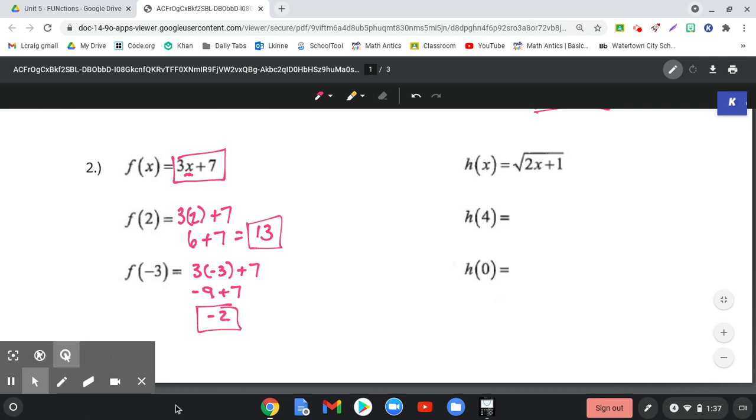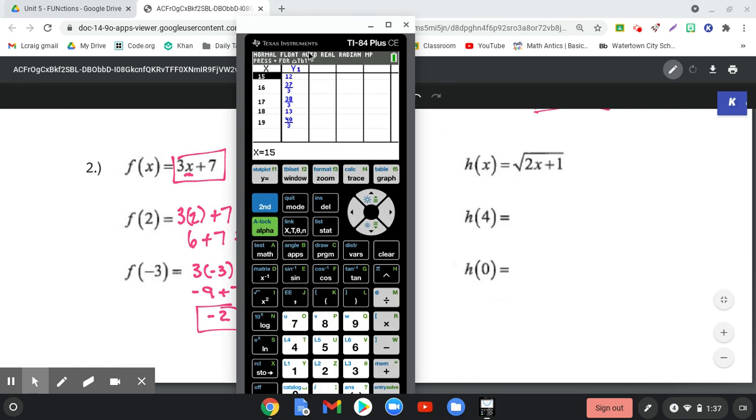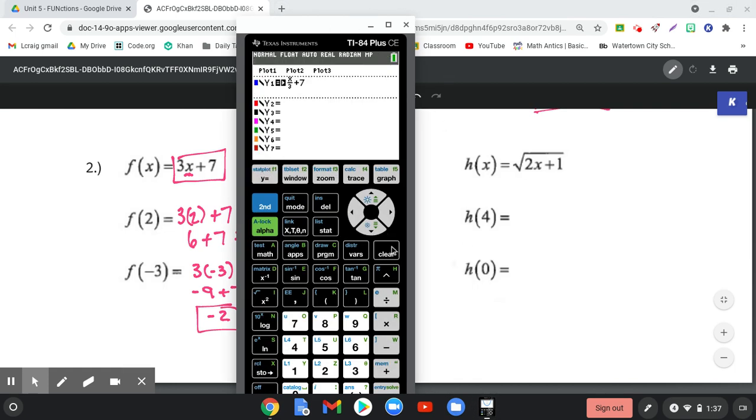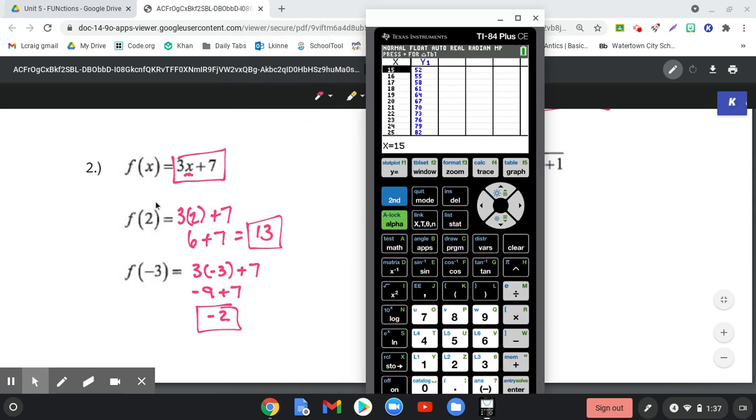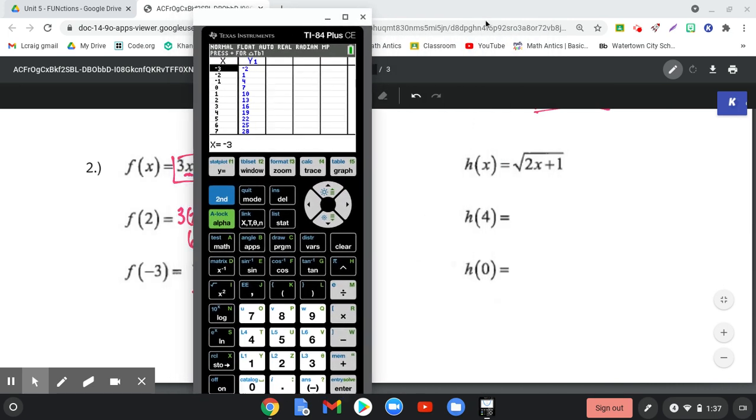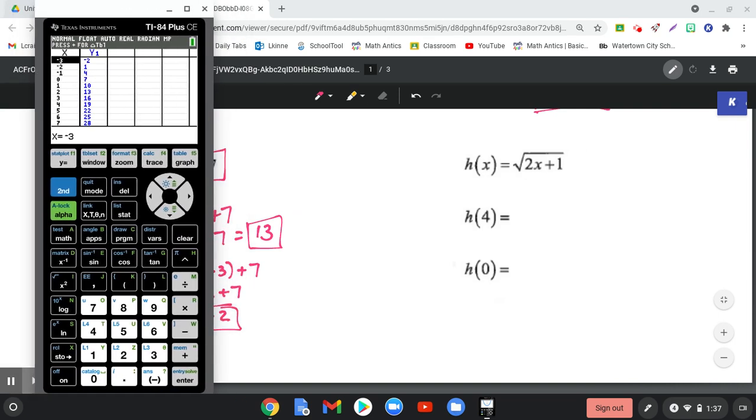And again, you can do a real quick check in your calculator. If I go to y equals, hit clear, type in 3x plus 7. Go to the table, second graph. We were looking for 2 and negative 3. 2 is 13. Yep. Negative 3 is negative 2. You got it. All right, so utilize that calculator.